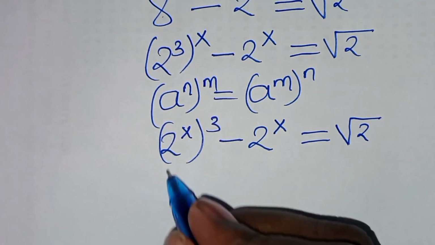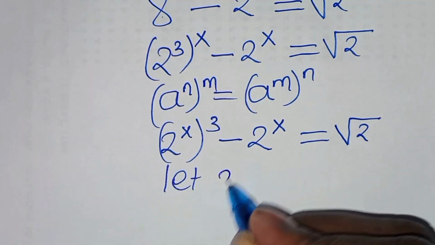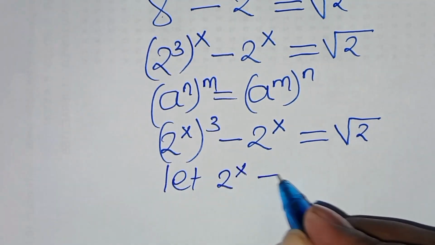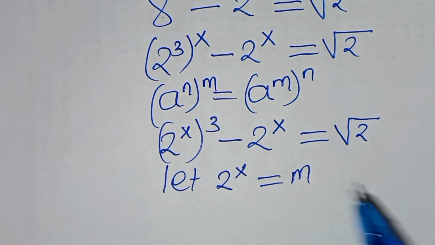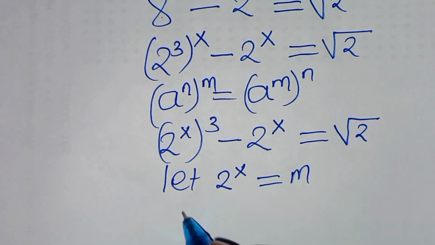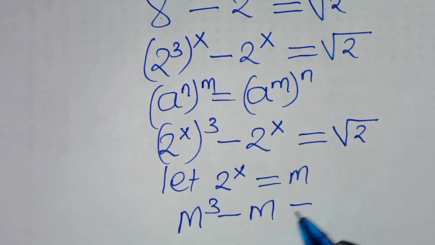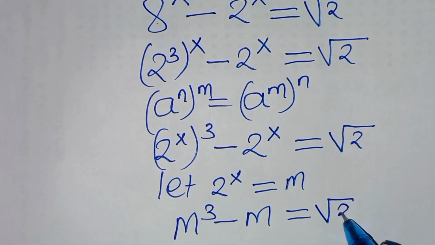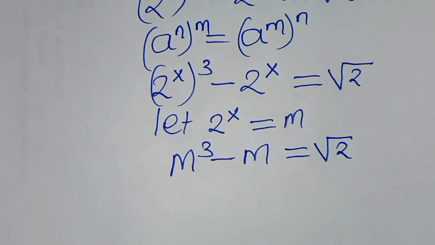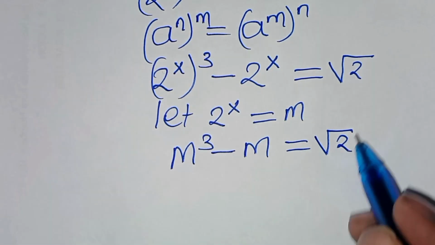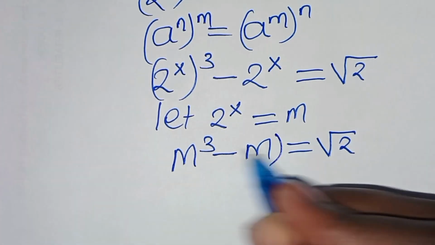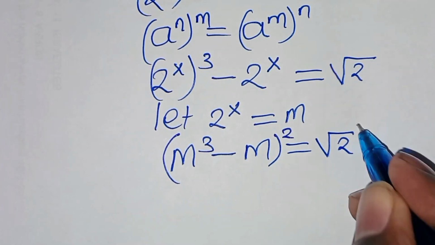The next step is that we can say let 2 to the power x be equal to m. Now let's substitute this. Here we have m to the power 3 subtract m. This is equal to square root of 2. Now to eliminate the square root sign on the right hand side, we square both sides.